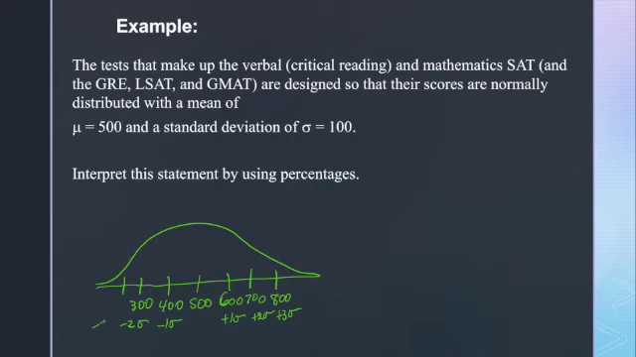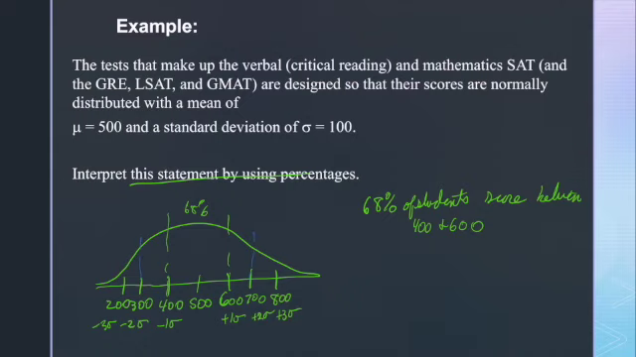So let's interpret this statement using percentages. So I could say that 68% of students score between... our first standard deviation holds 0.68, so 68% of data score between 400 and 600. I can also do the same thing for our second standard deviation. 95% of students score between 300 and 700.